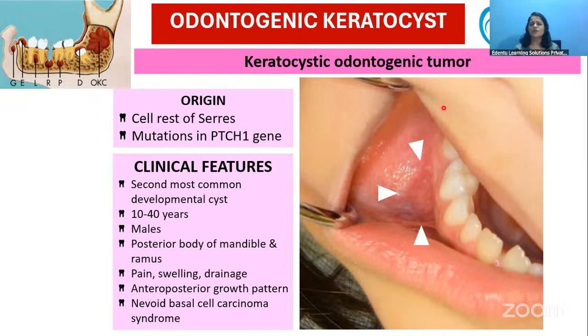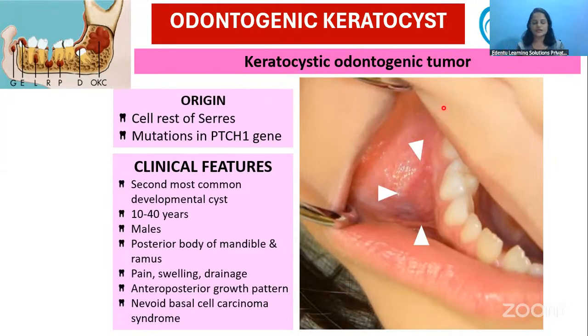And one of the characteristic features of this odontogenic cyst is its growth pattern. If you look at all the other odontogenic cysts, they grow in a buccolingual direction like this. But this OKC alone grows in an anteroposterior direction like this. So this is the major difference regarding the growth pattern of odontogenic keratocyst.